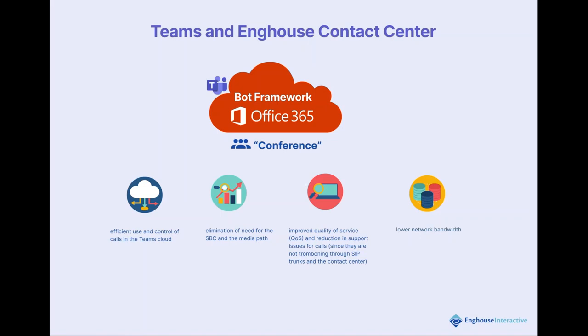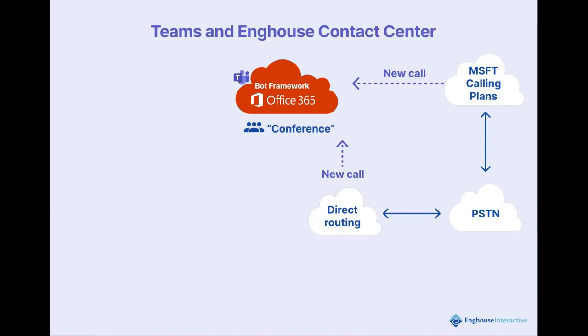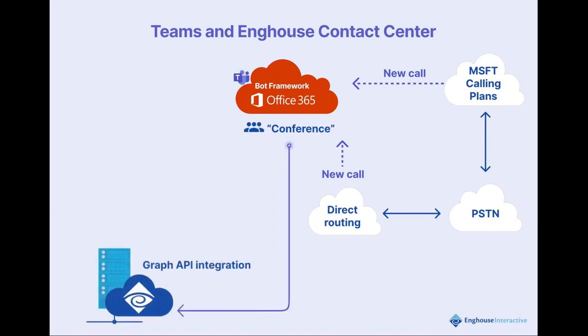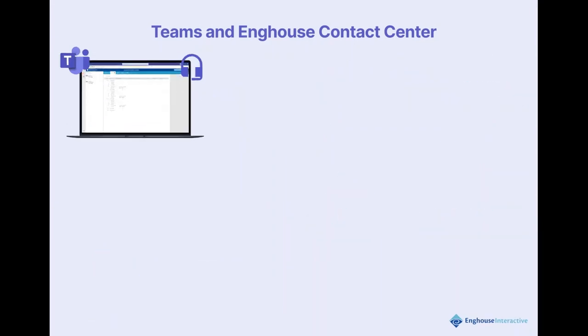Calls are all controlled and held efficiently in the Teams cloud. So that means each call is not tromboning on a second SIP trunk out to the contact center. And there's no need for a session border controller, or SBC as it's commonly known. The outcome is improved quality of service and elimination of infrastructure overheads with the associated reduced network bandwidth requirements, and of course, costs. Now, this is going to show the rest of the architecture there with the SBC now removed, using the Graph API integration to enable your new native contact center.